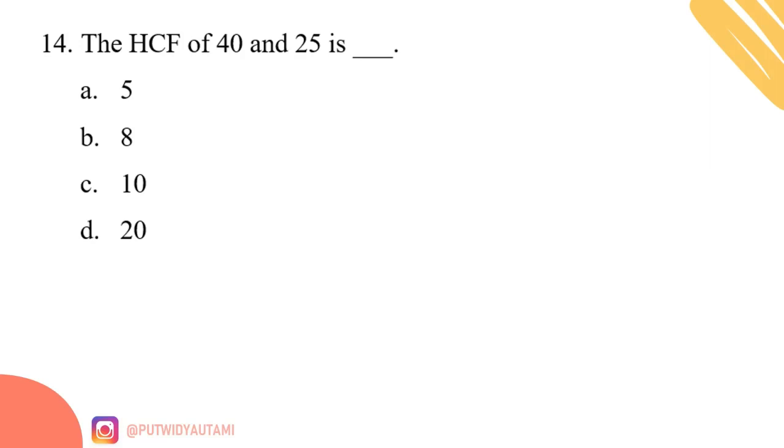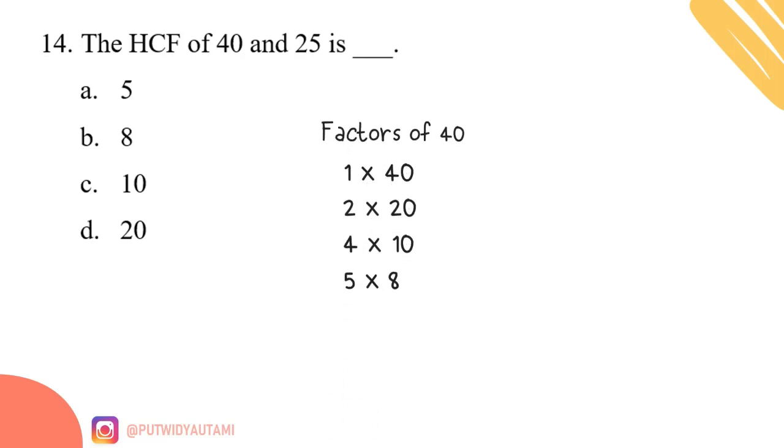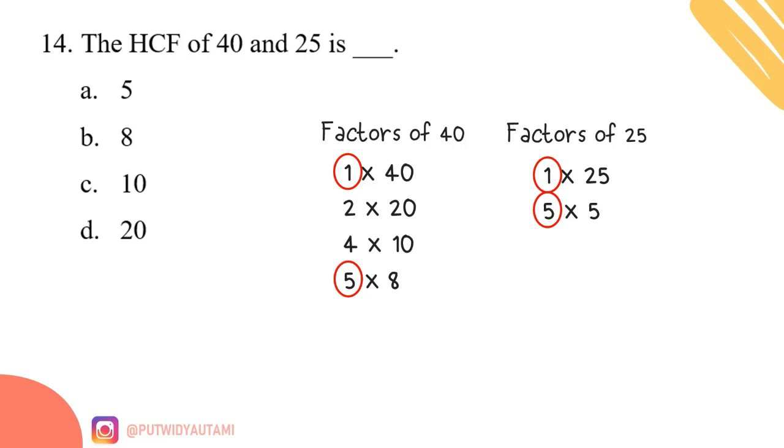14. The HCF of 40 and 25 is, write the factors of 40, then the factors of 25. Find the common factors. Look at the highest. There it is, 5. So the answer is A, alpha.